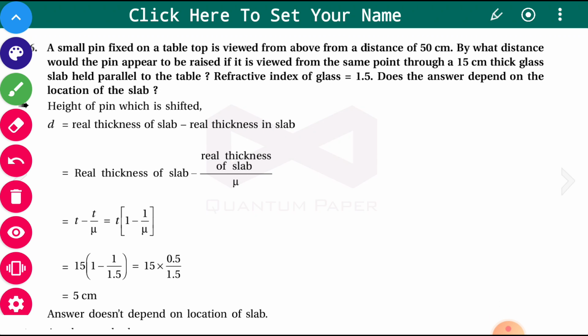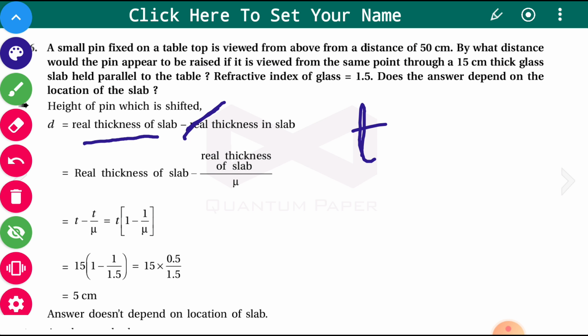Now see, here the height of the pin which is shifted is nothing but, first of all, the real thickness of the slab minus the virtual thickness in the slab. Now see, the real thickness is T, that of the slab.